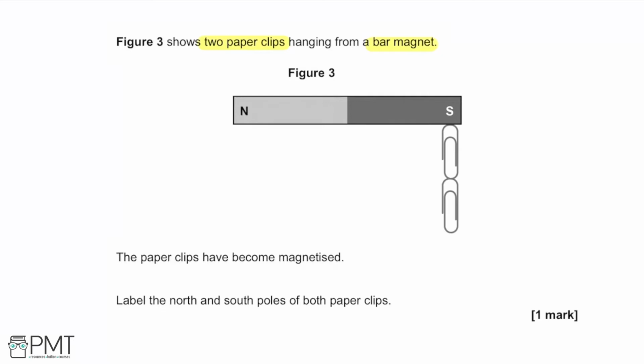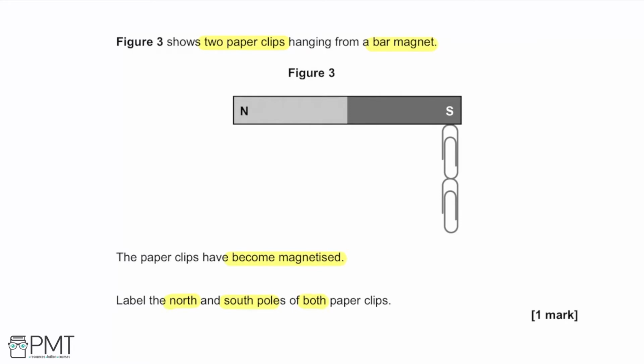So then we're given that the paper clips have become magnetised. So although the main bar magnet is a permanent magnet, the paper clips aren't permanent. They're going to be temporary magnets. So they're going to have induced magnetism when they come within the range of the magnetic field of the bar magnet. So paper clips on their own don't produce a magnetic field all of the time. And then we're asked to label the north and south poles of both paper clips.